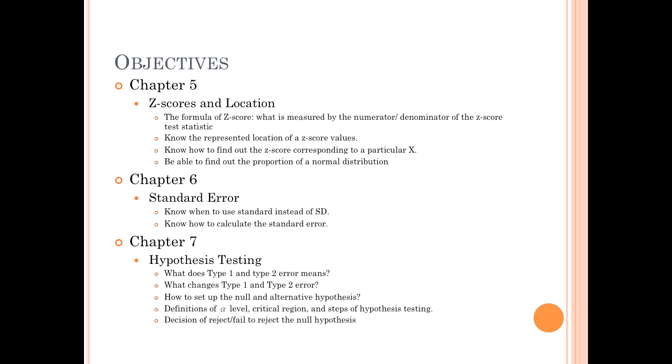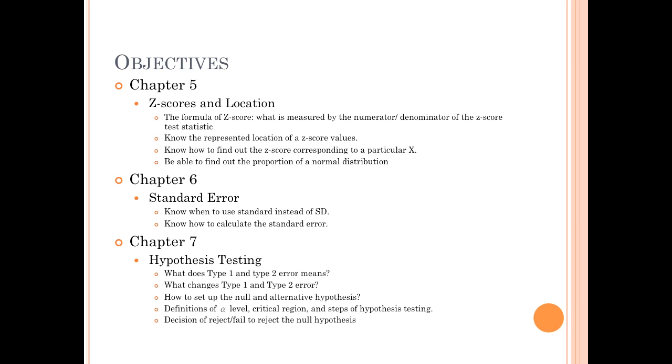Chapter 6 is about the standard error of the mean and why we use the standard error of the mean instead of just a regular standard deviation. So know how to calculate that and know what it is measuring. Basically the standard error of the mean is like the standard deviation of a sampling distribution. If you took a bunch of samples and plotted them on a graph, you would calculate the standard error instead of the standard deviation to measure the average error.